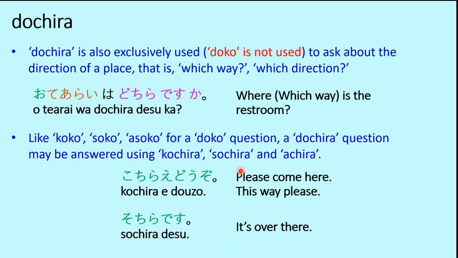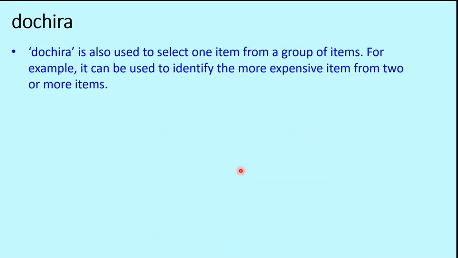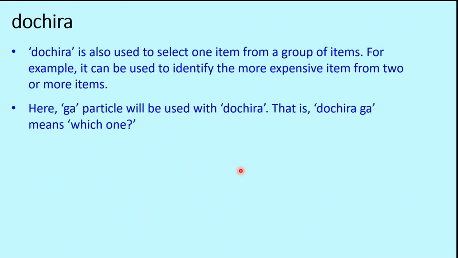So this is how dochira is used to ask about the direction of a place. Then dochira is also used to select one item from a group of items. For example, it can be used to identify the more expensive item from two or more items. So it will be clear if we use an example.